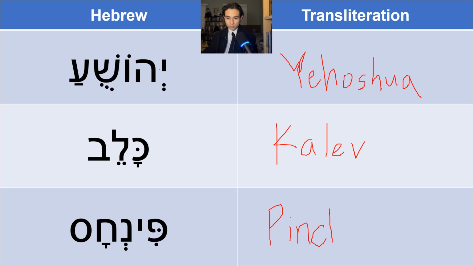Again, in English I use the letters CH. In Spanish I would use the letter J to transliterate the letter Chet. This is Pinchas, which is interesting because I'm not sure how we get the English translation Phineas out of Pinchas, but in English, Phineas.